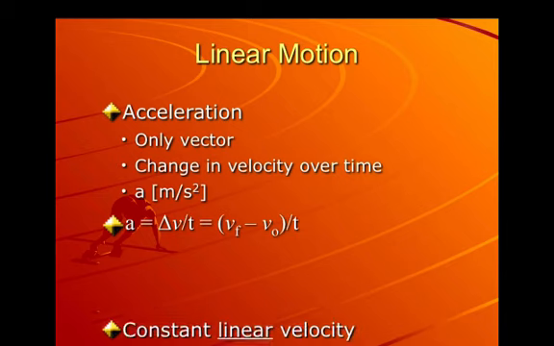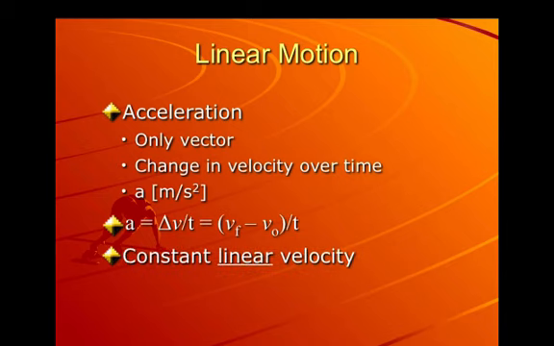Now, what if we had a constant linear velocity? Well, if the idea of a constant velocity is a velocity that does not change, then whatever my final velocity is must be the same as whatever my initial velocity is. Therefore, there can be no change in velocity. So, if I have a constant linear velocity, my acceleration is always zero. That is a very, very important concept. Constant linear velocity, acceleration is zero. Very important concept in physics.